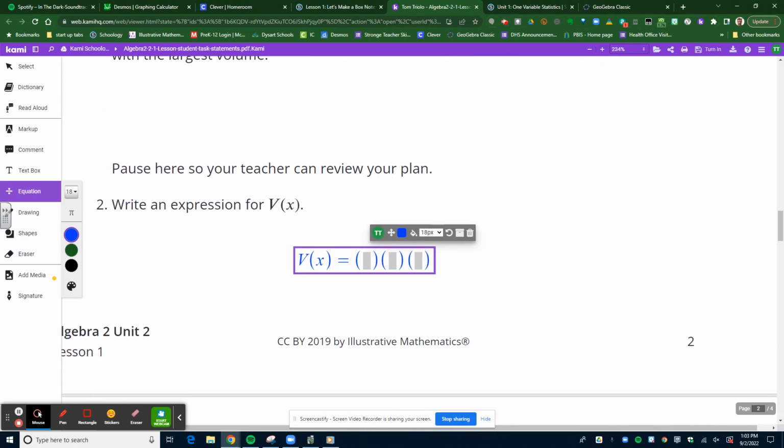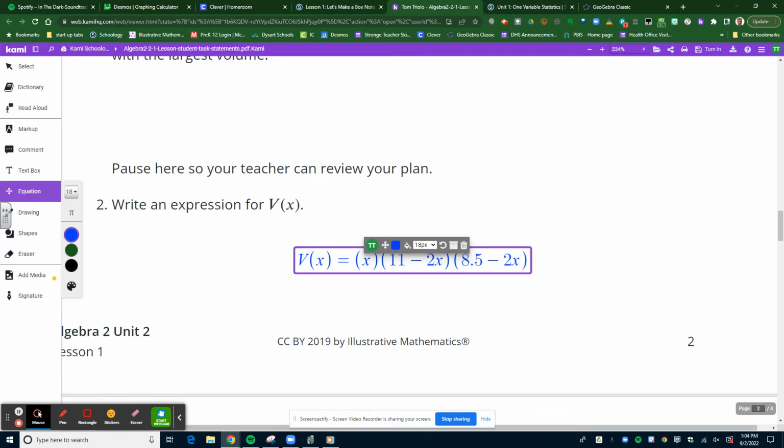So you don't have to use parentheses. I just like to have it to group together my length, width, and height. And I'm going to put my height first, because that's easy. That's x. That's how much I cut out. My length was 11, but I subtracted off 2 x's. And my width was 8.5, but I also subtracted off 2 x's.